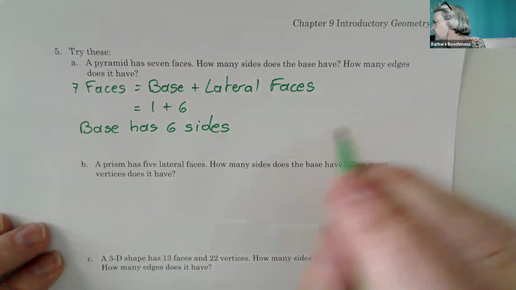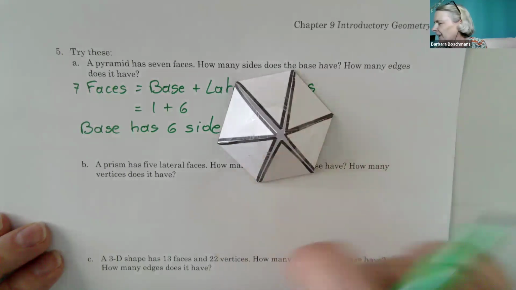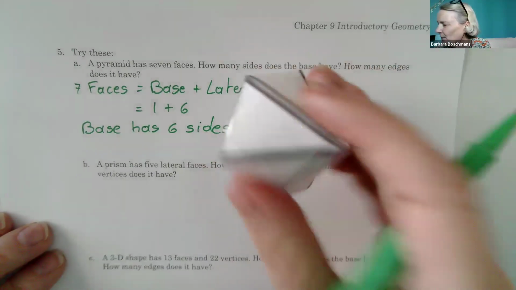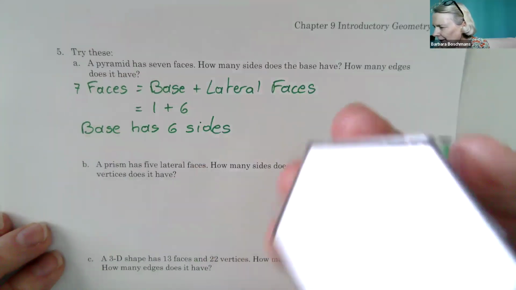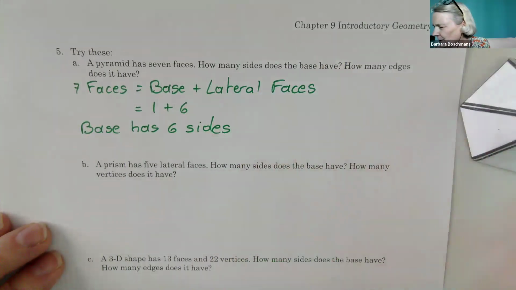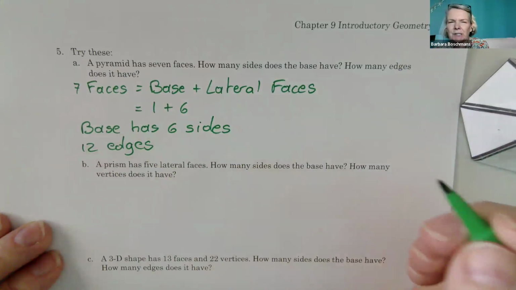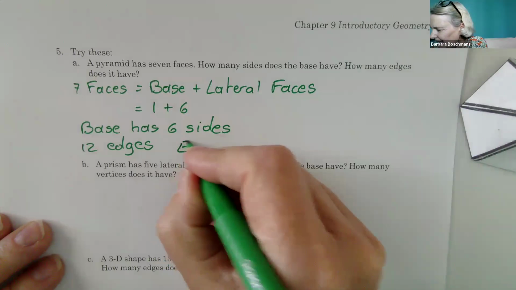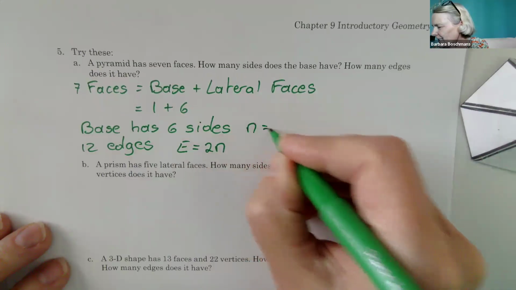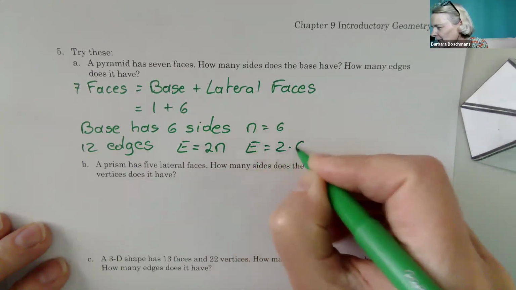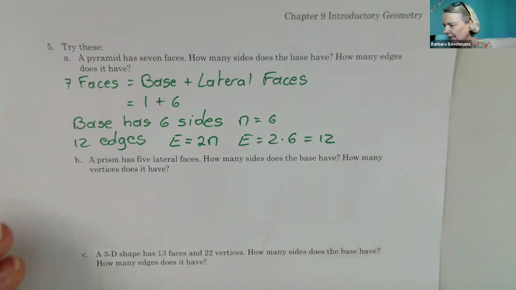Now, how many edges does it have? Well, if the base has 6 sides, we are now talking about this little dumpling, looks like a dumpling, I think, where you have a base that has 6 sides. If I want the number of edges, I will count 6 at the bottom and 6 going around, and it has 12 edges. Edges, I know from the formula, was 2 times n. If n is 6, edges is 2 times 6, which is 12. And the 2n was in that table on the previous page. Okay, I'll let you do B.